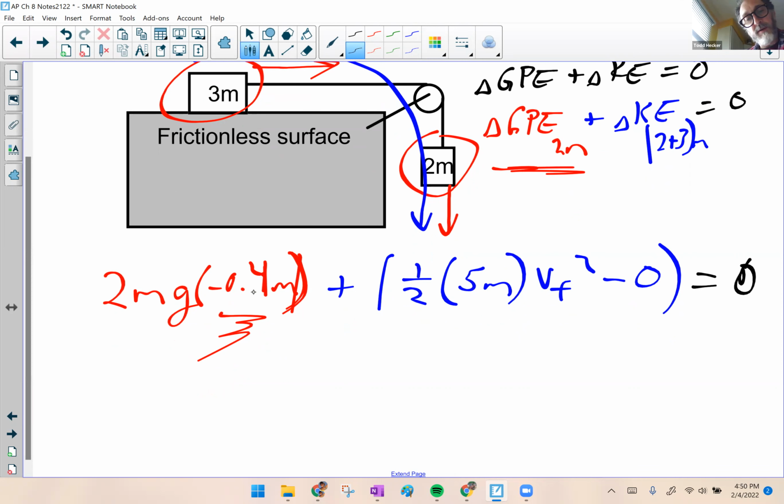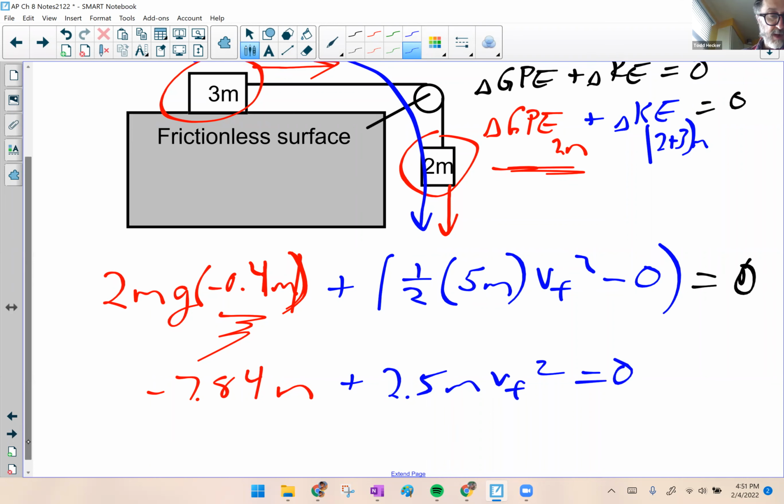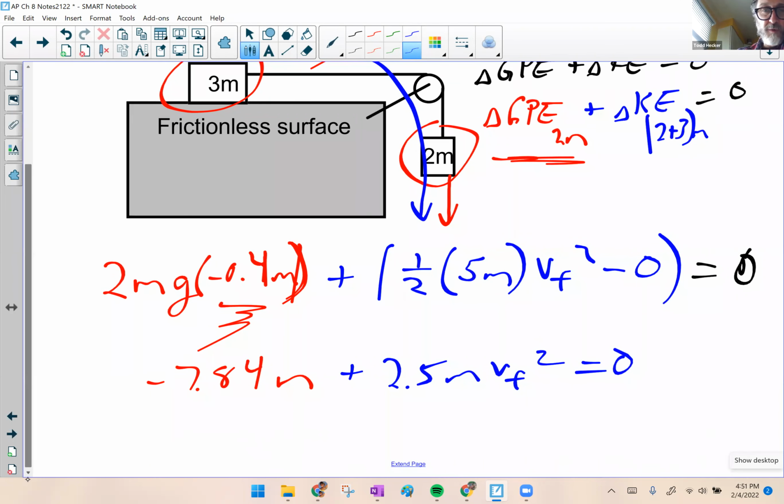2 times 0.4 times 9.8 gives me negative 7.84 m, plus 2.5 m Vf squared equals 0. Now we just have to do the algebra. I'm going to move the 7.84 over to the other side and divide by m. So 2.5 Vf squared equals 7.84.